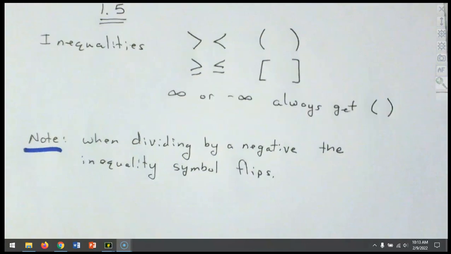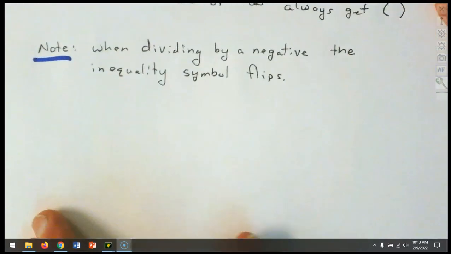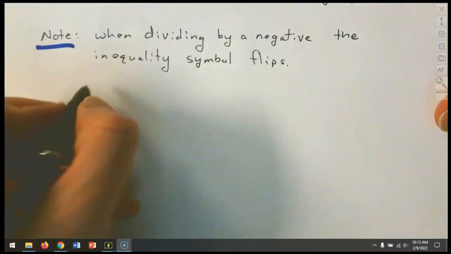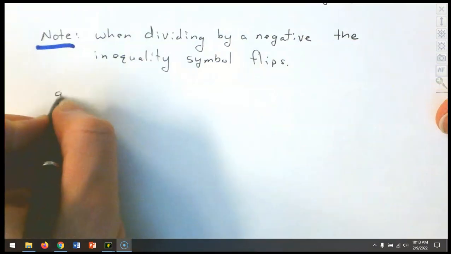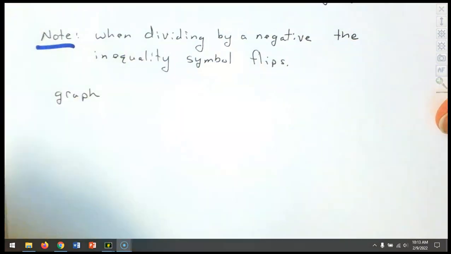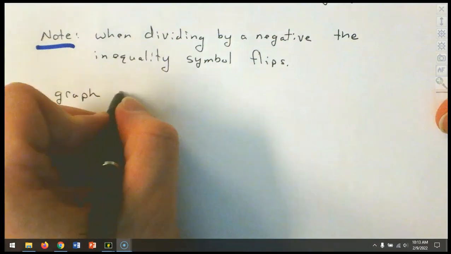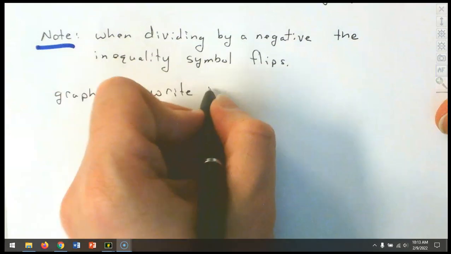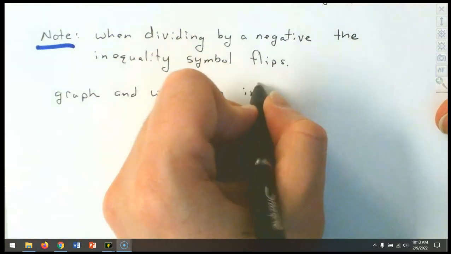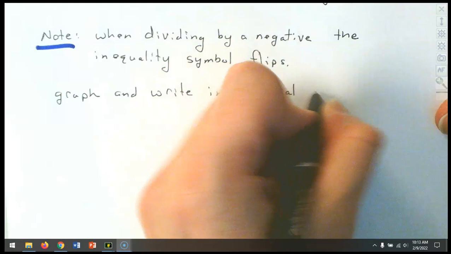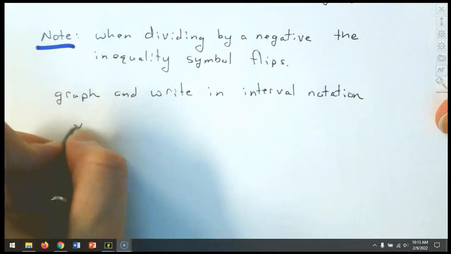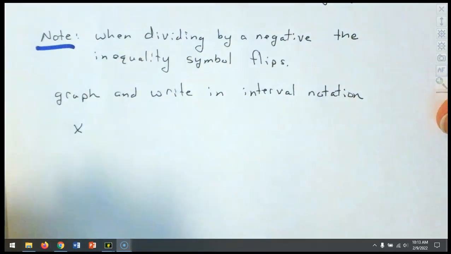Let's just do 2 or 3 of these where we graph them. And we write our answer in interval notation, and then we'll do some where we solve them. So we're just going to go ahead and graph these and write in interval notation. So let's just try to graph a couple of these.